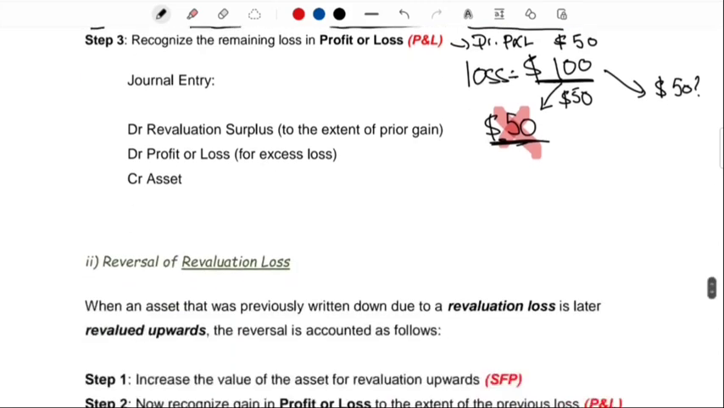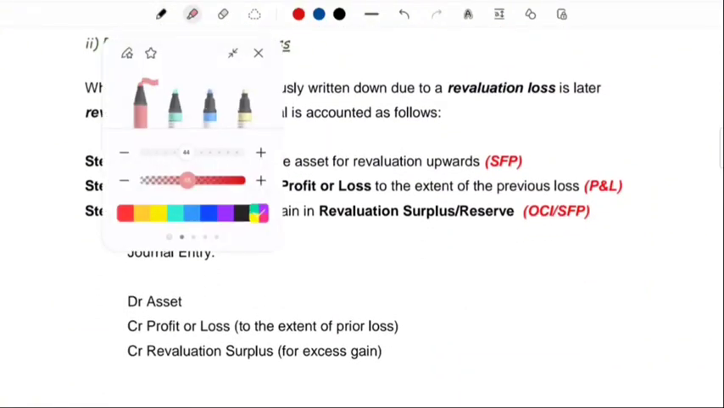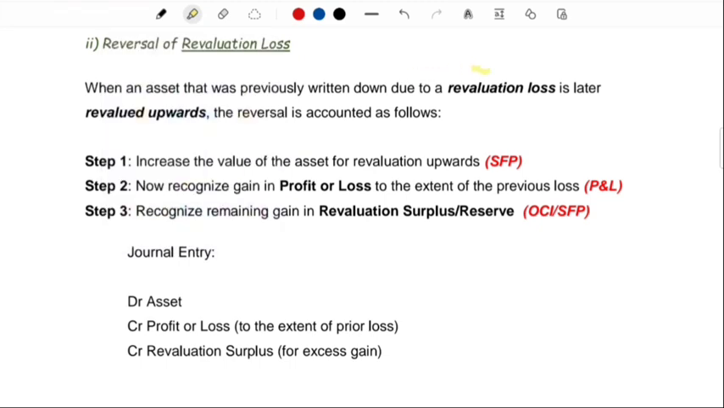All right, moving on, we have a reversal of revaluation loss, and it is very common that an entity can have a previously written down asset due to a revaluation loss, and in this period we have a revaluation upwards. What will happen now? Very simple, the steps are almost similar: you will increase the value of the asset for revaluation upwards. An asset, we know, is always recorded in the statement of financial position. So first you will increase the value of the asset. Why? Because in this period we are revaluing it upwards.